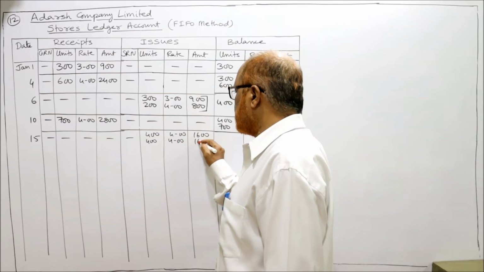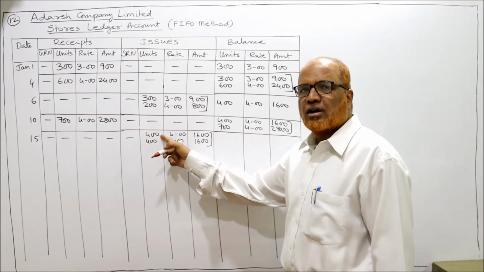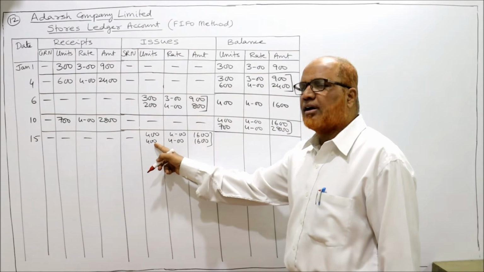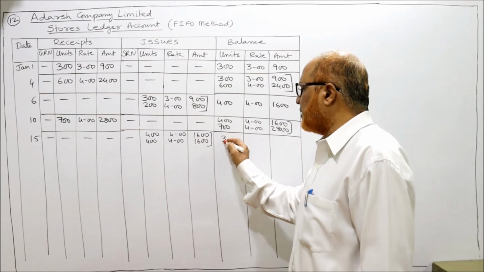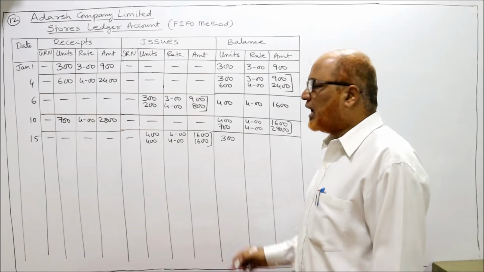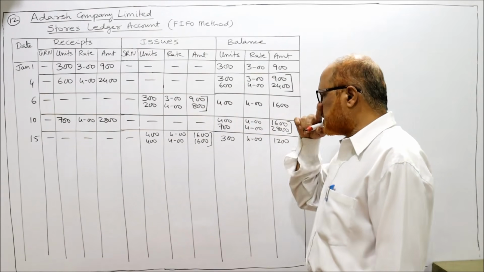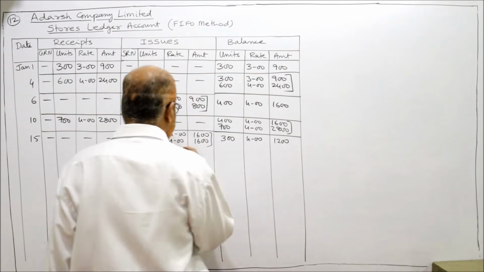4 rupees, 1600. The first lot of 400 units is completely exhausted, issued. Second lot 700, 400 units are issued. So 700 minus 400, how many units are remaining? 300. At what rate? 4 rupees. 1200 rupees is the balance. This is the balance of stock.